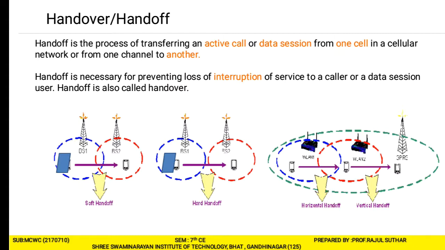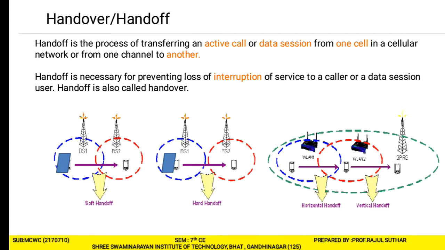The handoff is the process of transferring the active call or data session from one cell in the cellular network to another, or from one channel to another channel. Handoff is necessary for preventing the loss of interruption of the service to the caller or the data session. The handoff is also called the handover.